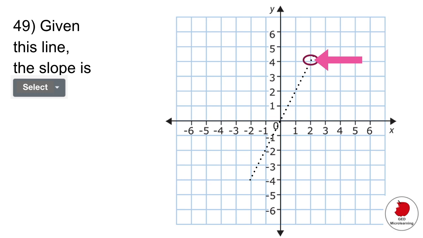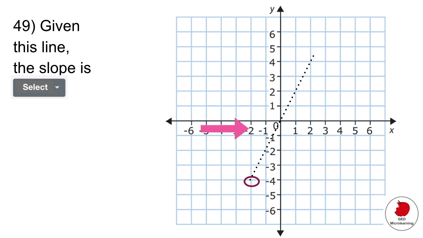So we would find the coordinates here. The x value is 2, and the y value is 4. That is our first coordinate, or first set of ordered pairs, if you like. We're going to do the same thing for the second point.